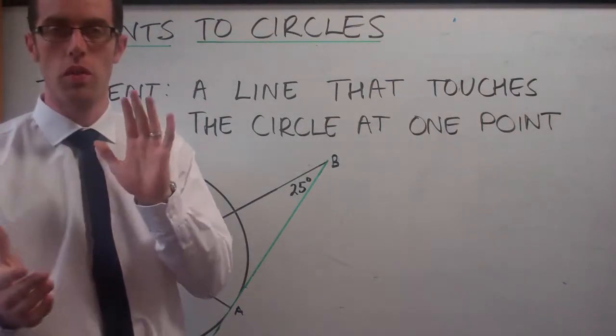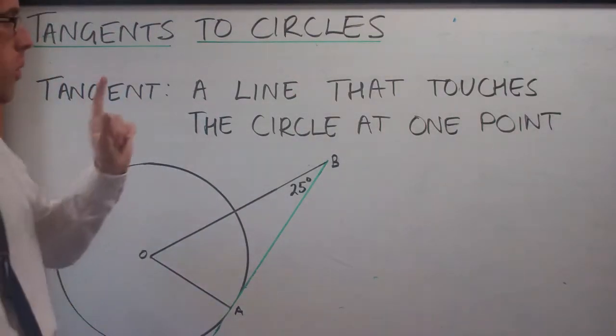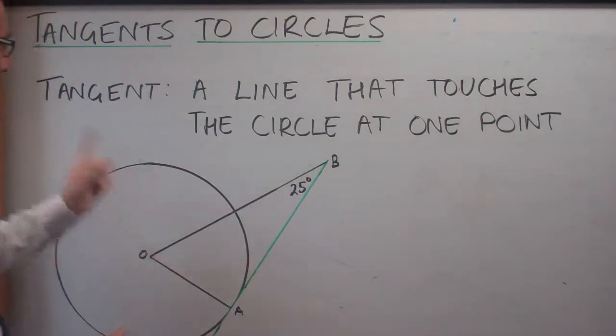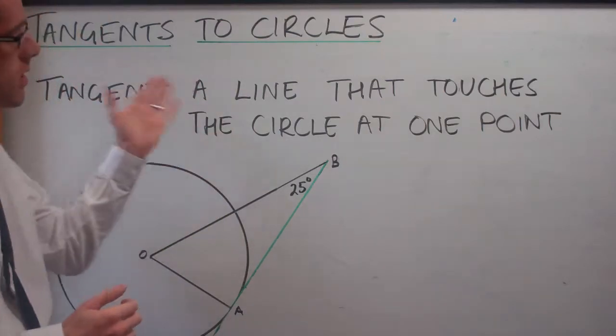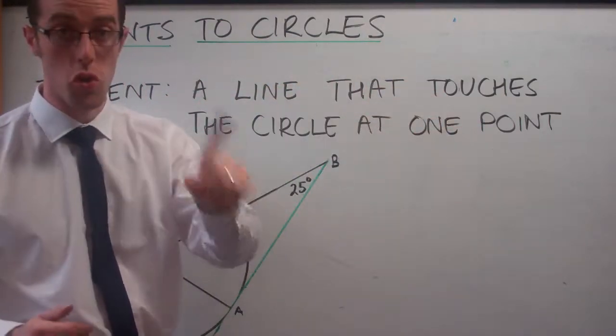Hi, this video is about tangents to circles. Now, what we're going to look at today is, first of all, what a tangent is. In the context of circles, a tangent is a line that touches the circle at just one point.